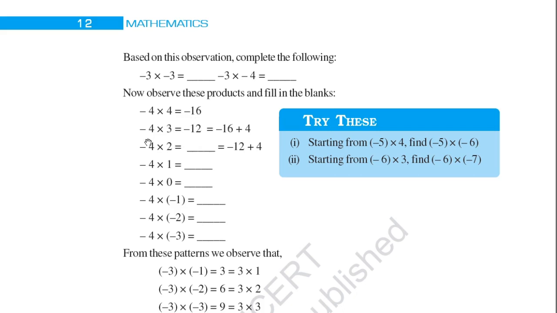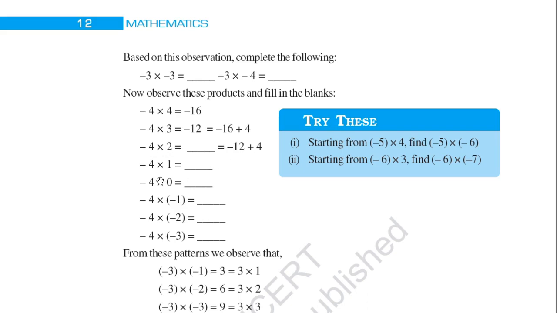Here also the same thing. And you can also write minus 12 as minus 16 plus 4, because the negative integer is bigger, so negative will be there, and plus 4 will become minus 12. So minus 12 will be the answer. Here minus 4 into 2 is equal to minus 8, and you can write minus 8 as minus 12 plus 4.